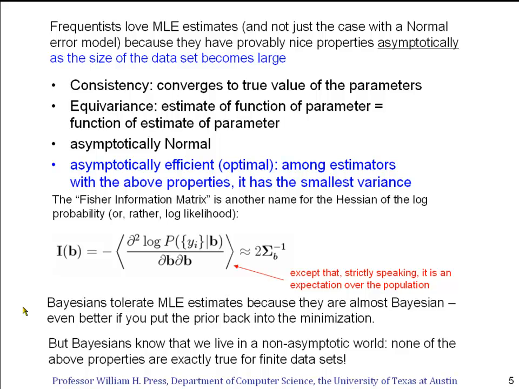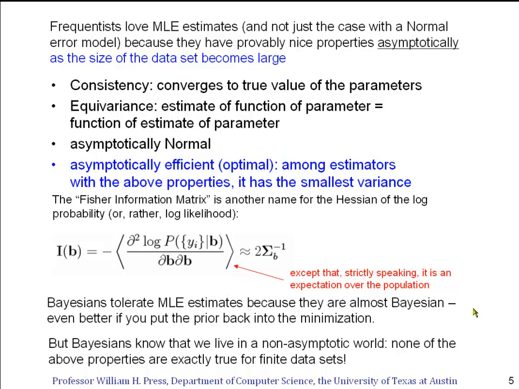Now, I've given you a sort of a pro-frequentist view in the first part of this slide, but I want to say that as Bayesians, we're a little bit skeptical of all of these things. Not of the mathematics, which is very, very pretty, but we tend to be skeptical of any results that are asymptotic because we live in a non-asymptotic world. In our example, we had 20 data points, and with exactly 20 data points, none of these properties hold in any particularly useful way. We live in a non-asymptotic world.